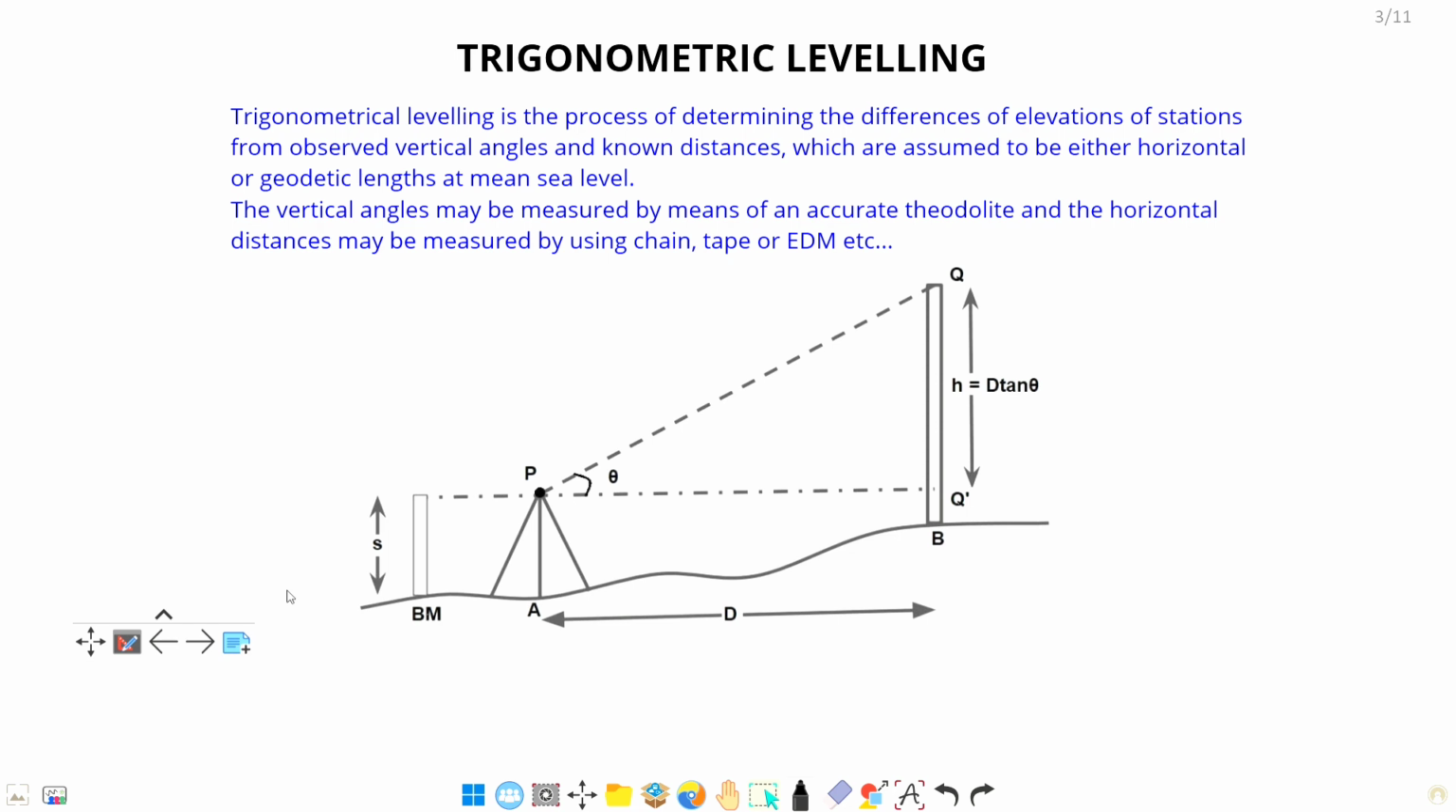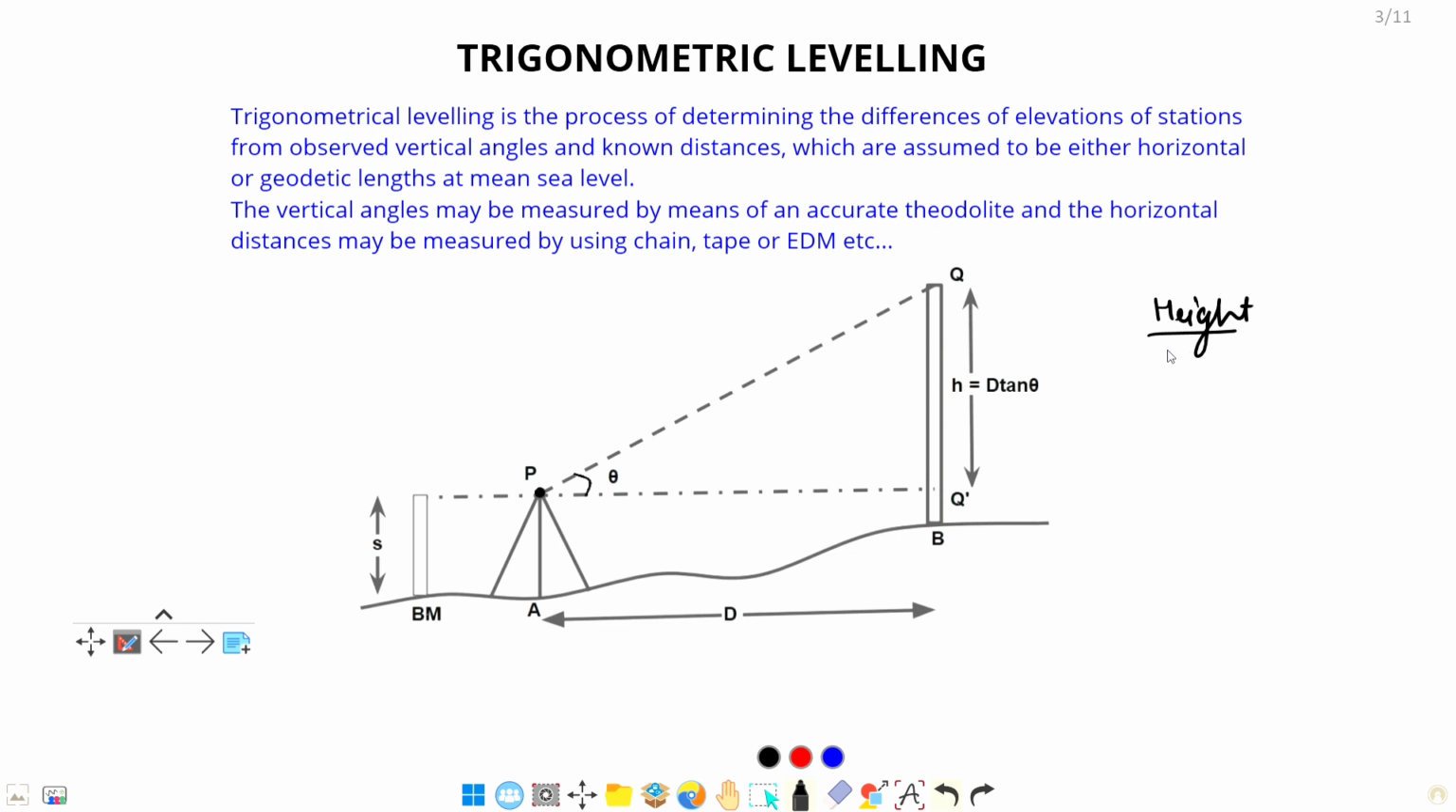So what is trigonometric leveling? We have already seen leveling and different types of leveling methods in previous lectures. In leveling we are used to calculate the levels, which we call height from mean sea level. In trigonometric leveling we will do the same thing.